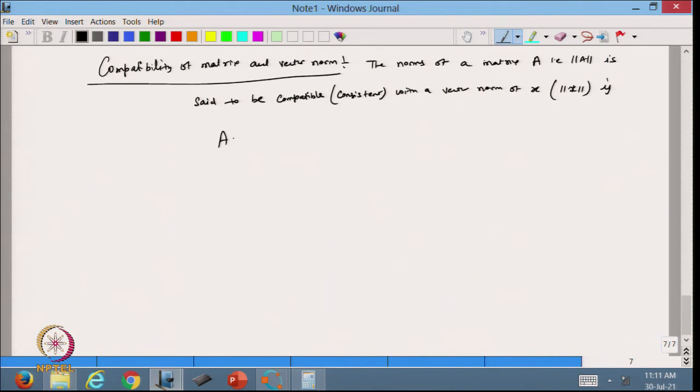So I take the matrix A, then Ax should be defined. Then I take its vector norm, because it is a vector, so I am taking the vector norm. If this is less than or equal to, so this is the matrix norm I am taking and this is the vector norm I am taking. So the norm of the matrix, this matrix norm M, is said to be compatible with the vector norm of x if this condition is satisfied. In this case both the norms are coming, M is also coming and V is also coming.